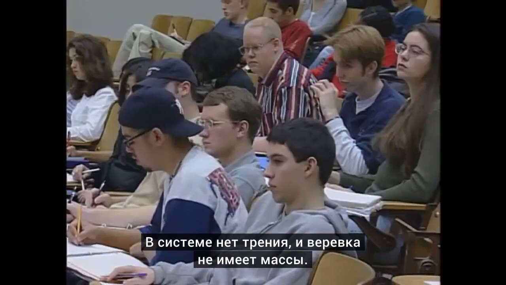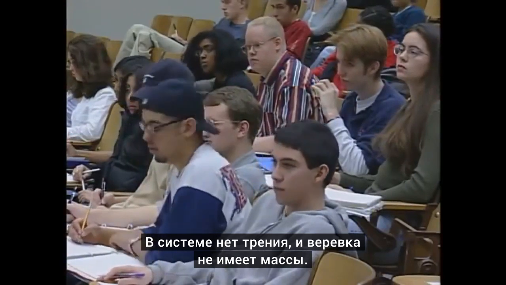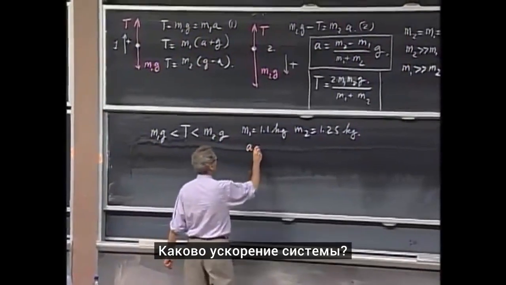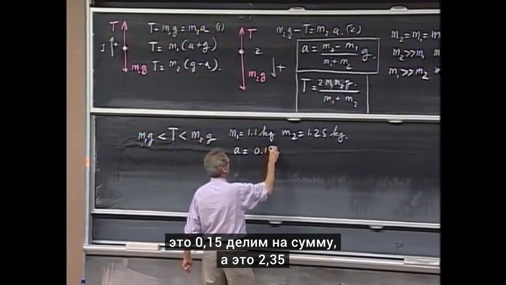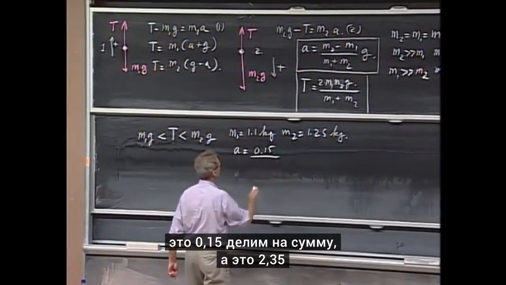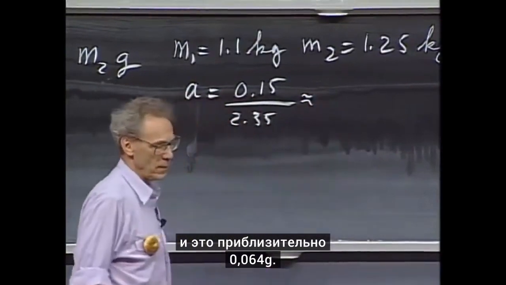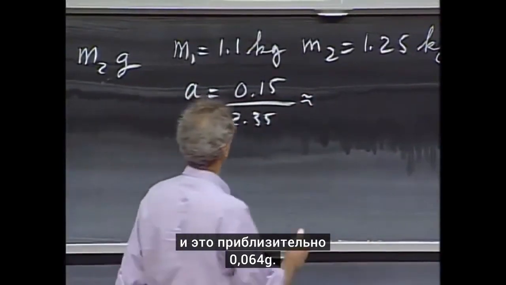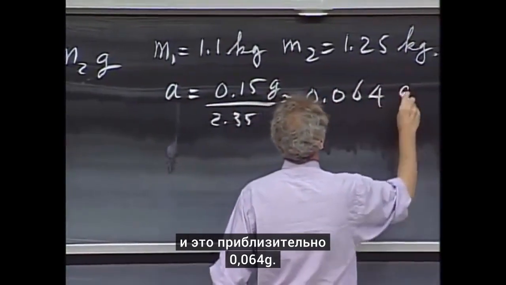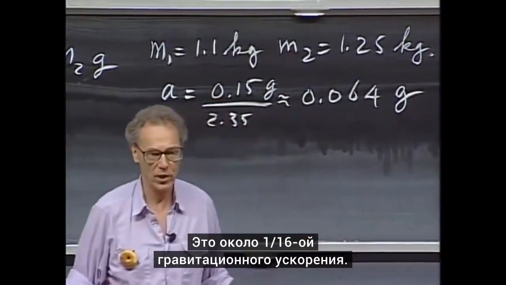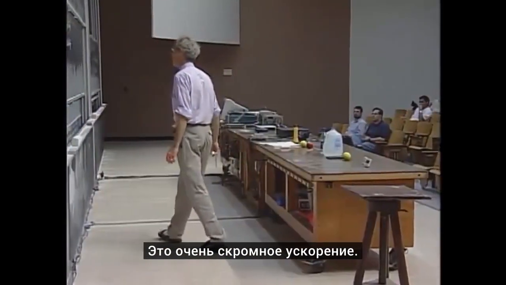Frictionless system, and the string has a negligible mass. What is the acceleration a of the system? I get m2 minus m1, that is 0.15, divided by the sum, which is 2.35, and that is approximately 0.064 g. It's about 1/16 of the gravitational acceleration. So it's a very modest acceleration.